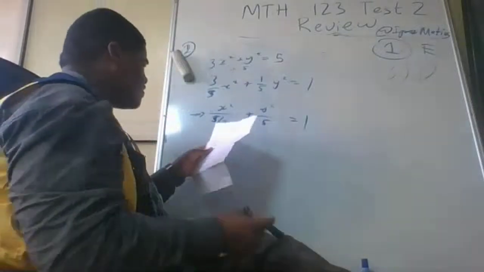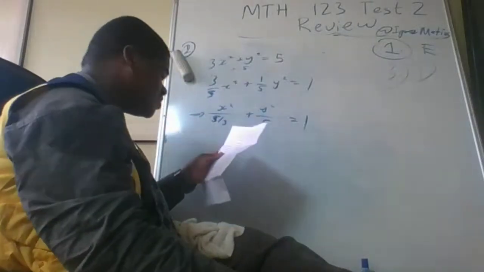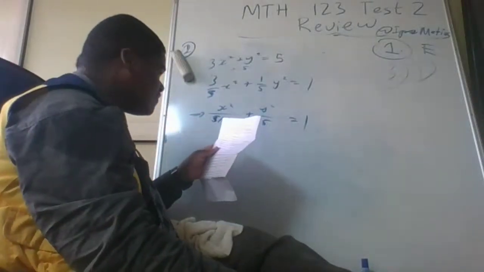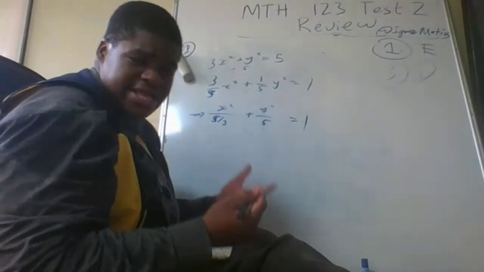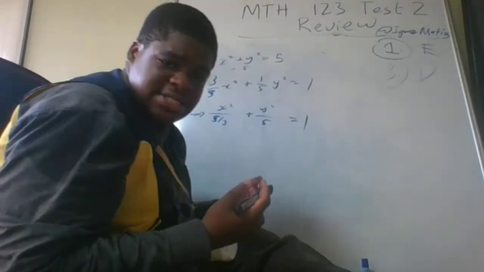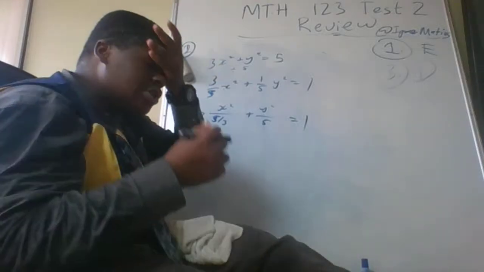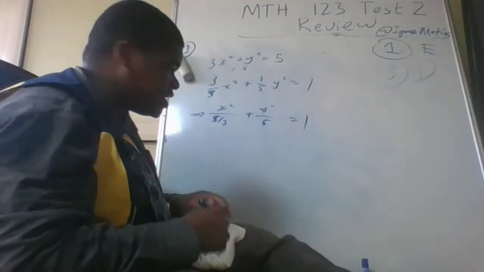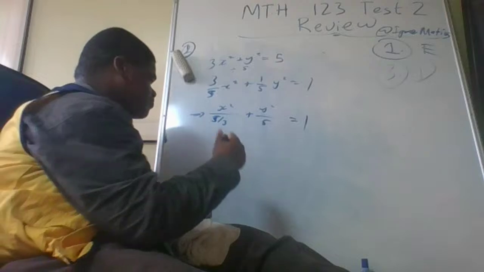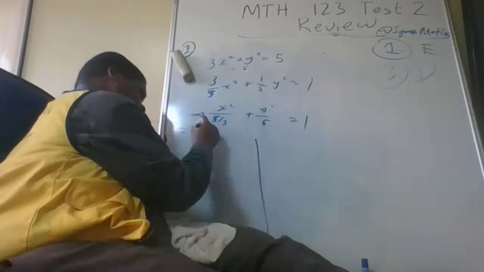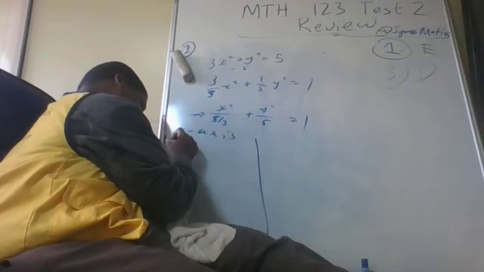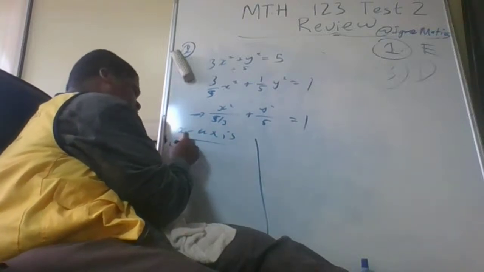Okay, this is our standard form: x squared divided by 5 over 3 plus y squared divided by 5 is equal to 1. For our intercept, how do you define an intercept? An intercept is where it cuts the y-axis and where it cuts the x-axis. So where does it cut the x-axis? To cut the x-axis, y must equal 0. So if y is equal to 0, this is our x-axis. For it to cut the x-axis, y should equal 0.